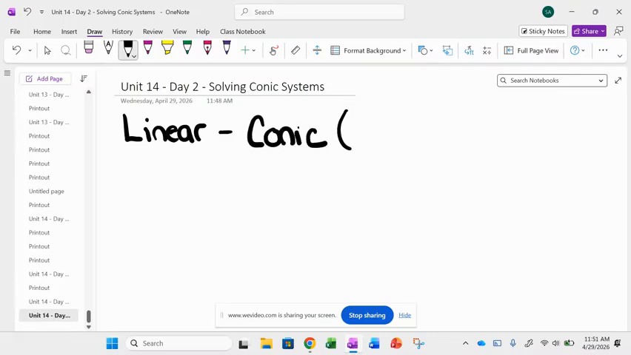And in parentheses, after I write conic, I'm going to say not linear conic, since we did talk about that a line can be considered a conic. So linear with a conic system.